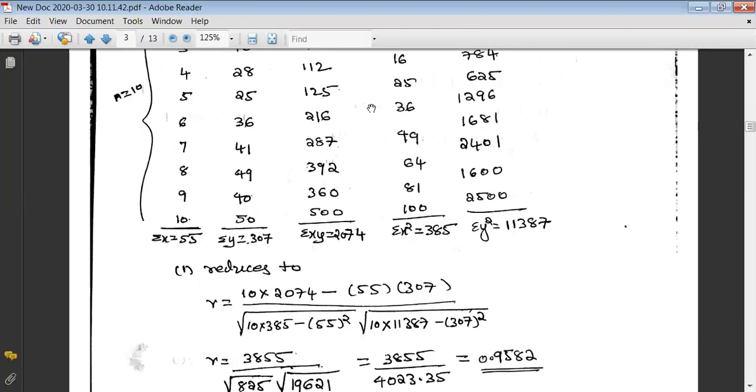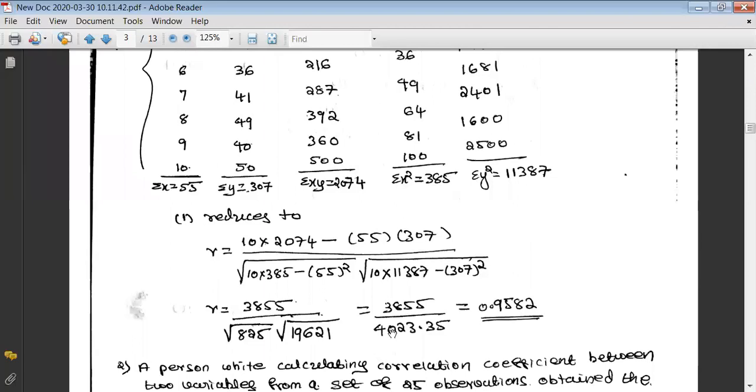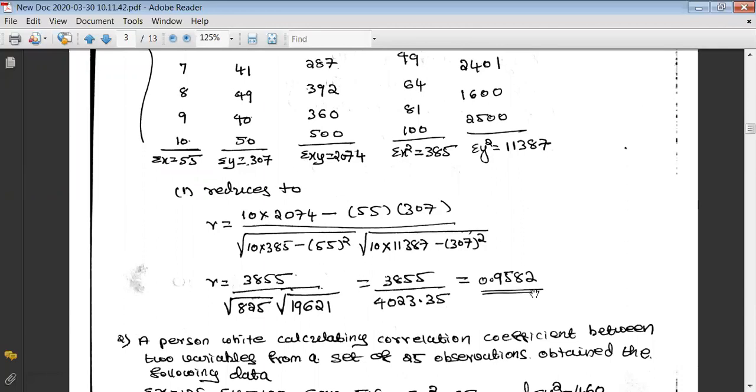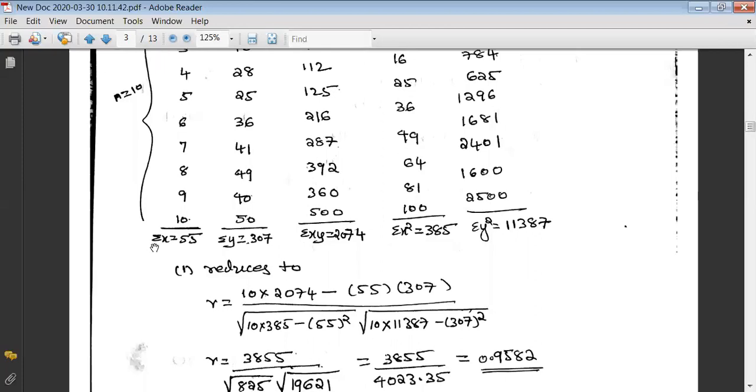If you substitute all these values in equation 1 and simplify, we get the value of R as 0.9582. And we can observe the third property, that R lies between minus 1 and plus 1. Here the value of R is 0.9582. The only thing is, for a given data, we have to calculate the requirements of the formula for R using the given data.